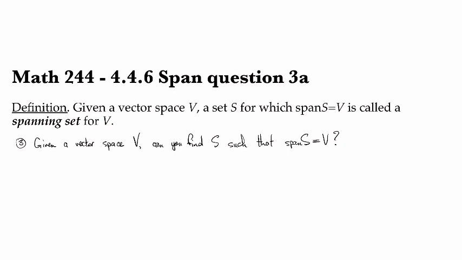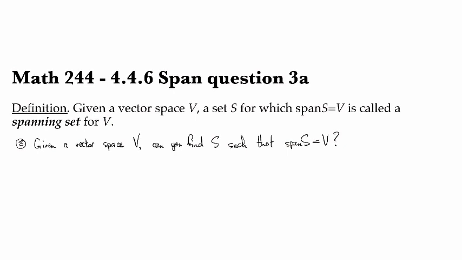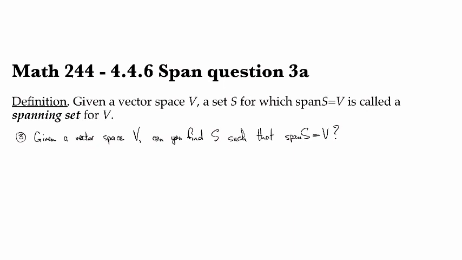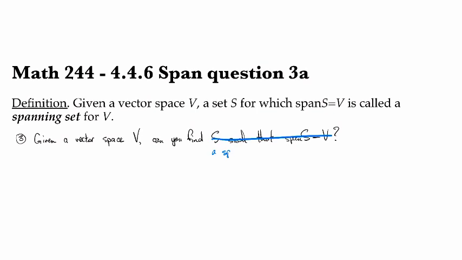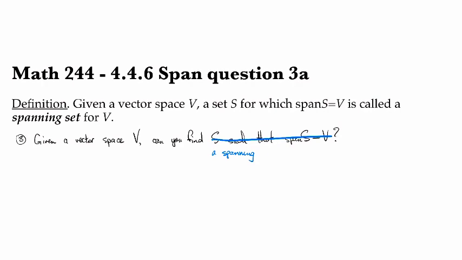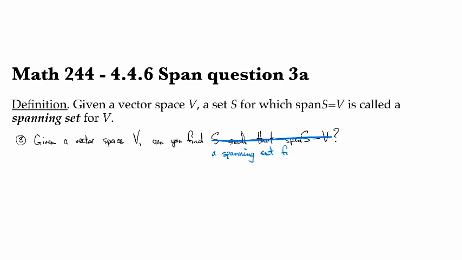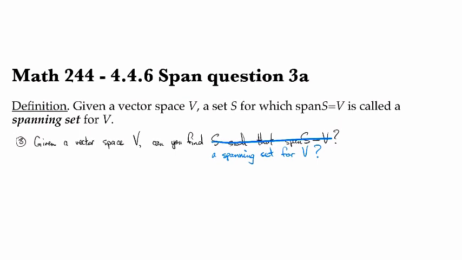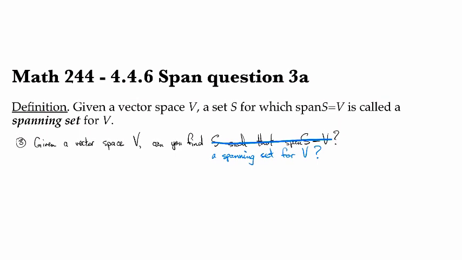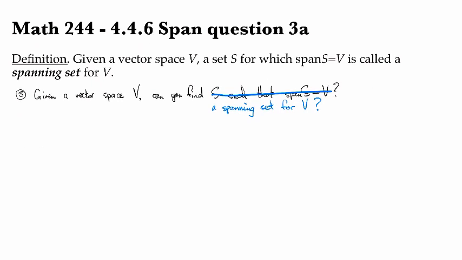So our original question from before was, given a vector space V, can you find S such that the span of S is equal to V? So now with our new jargon, given a vector space V, can you find a spanning set for V? So same question, different language.